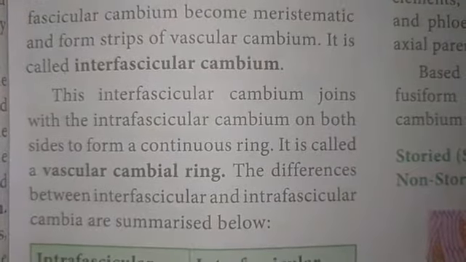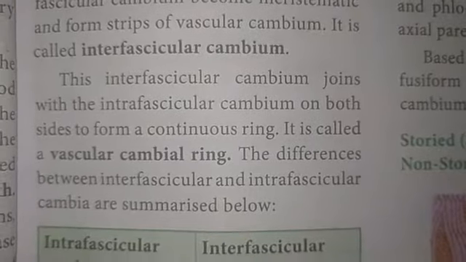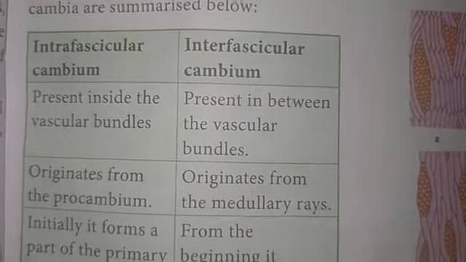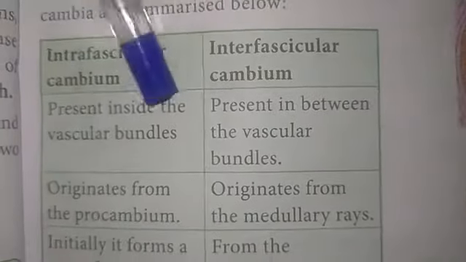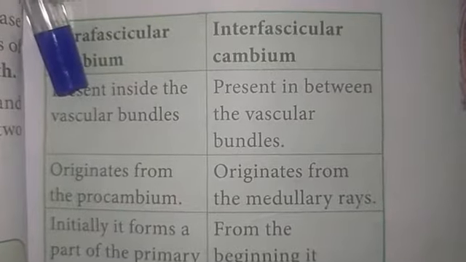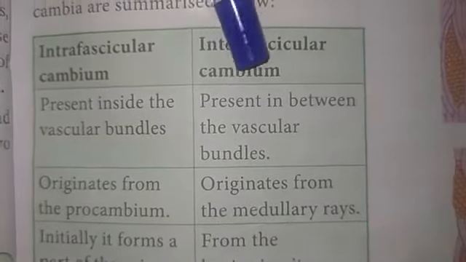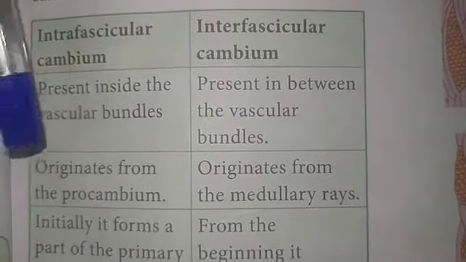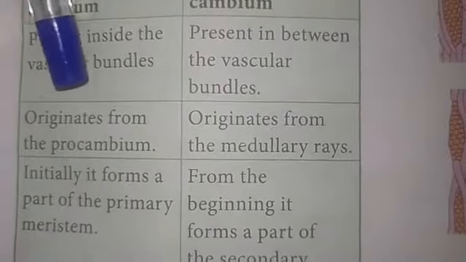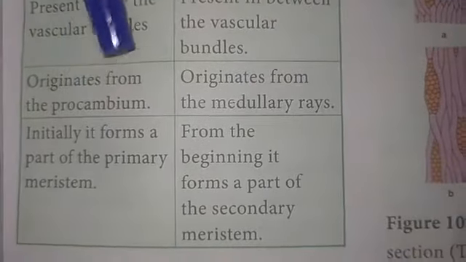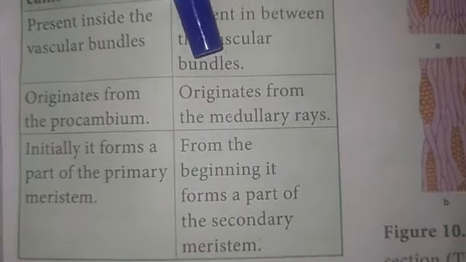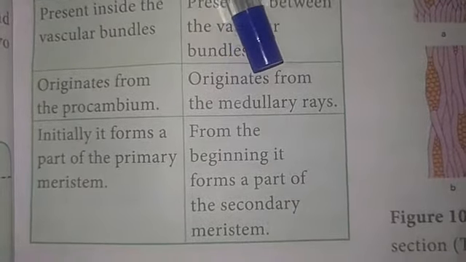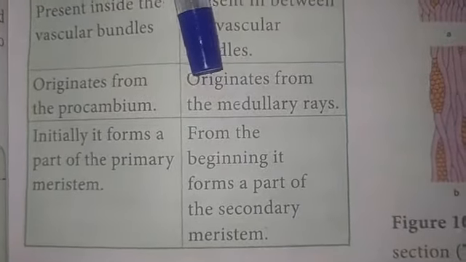The differences between interfascicular and intrafascicular cambia: in intrafascicular cambium, the cambium is present inside the vascular bundle. In interfascicular cambium, the cambium is present between the vascular bundles. Intrafascicular cambium originates from the procambium. Interfascicular cambium originates from the medullary rays. Medullary rays are the parenchymatous tissues present in between the vascular bundles.